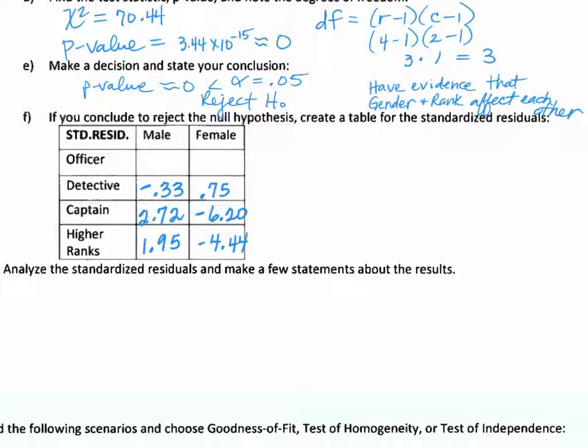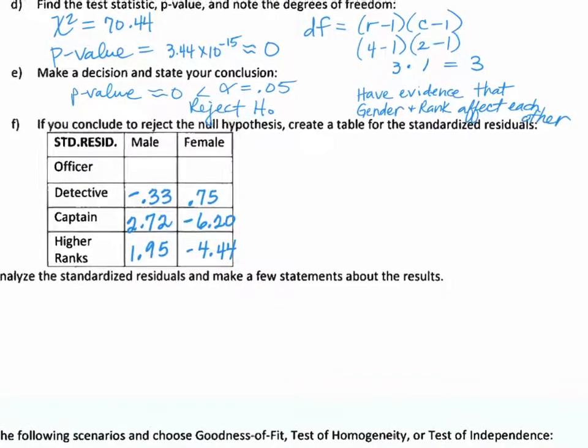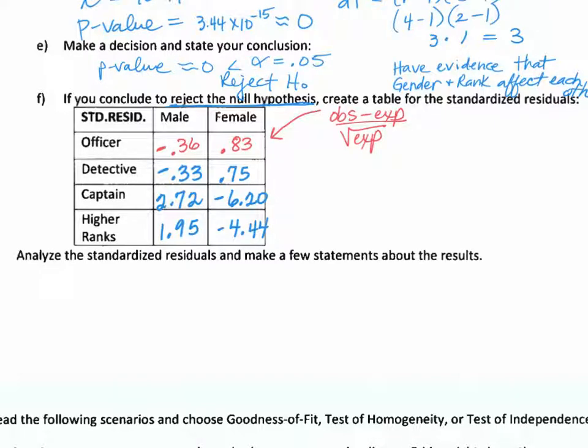Now, we want more specific information. So anytime we reject that null hypothesis, we are subject to wanting more information. And we do that with our standardized residuals. I want to remind you that the formula for standardized residuals is observed minus expected over the square root of expected. I want you to do those 2 problems and see if you can finish completing those 2 numbers and see what you come up with. So do that now.